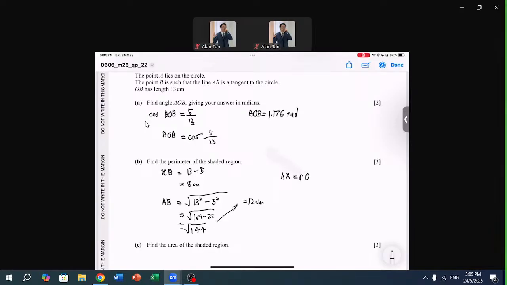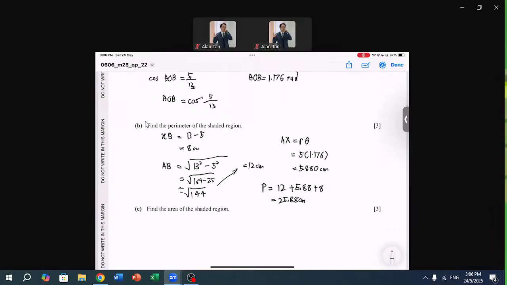Finally, we need to find the length of the arc AX. AX is going to equal r theta, which is 5 times 1.176. Let's just quickly do it. Times 5, giving me 5.880 cm. So the perimeter is going to be 12 plus 5.88 plus 8, equaling 25.88 cm.